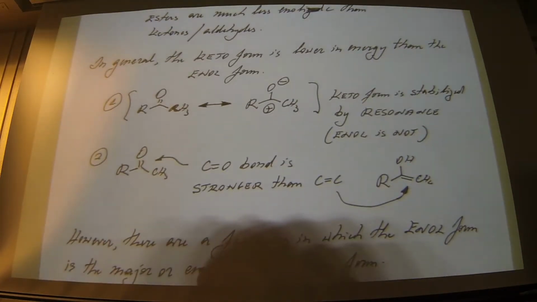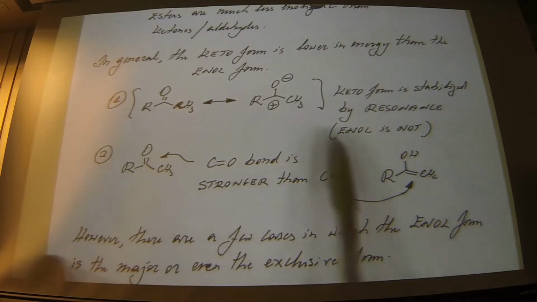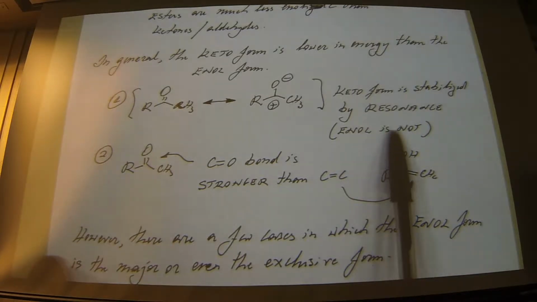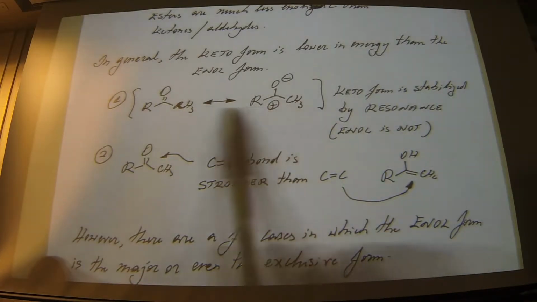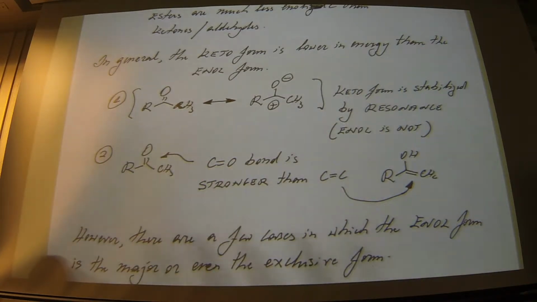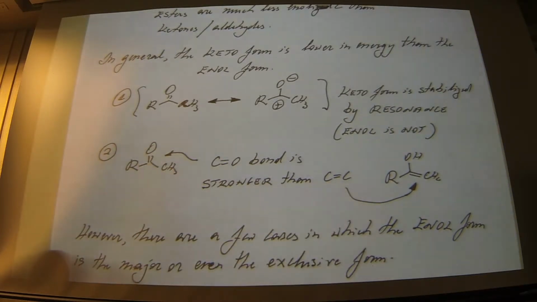And one is that the keto form, not the enol, is stabilized by resonance. Okay, so we have a resonance structure for the ketone that's stabilized. The enol doesn't have that, but primarily it's because the CO bond is stronger than the CC bond.